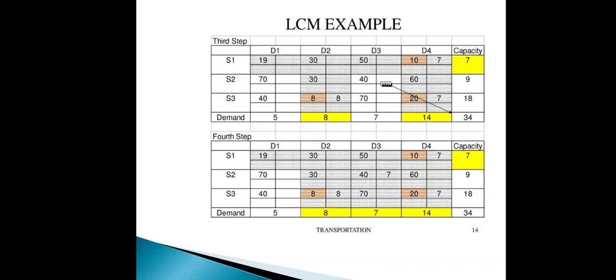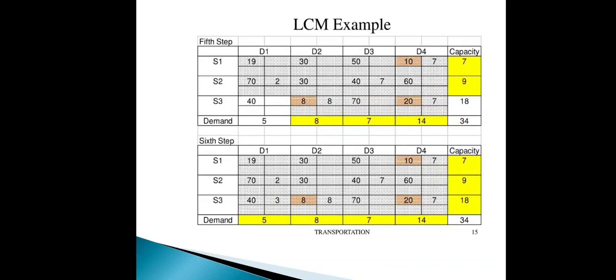Now we have only 2 rows and 1 column. So now we check the least value. 40 is the least value. 40 occurs in third row and first column. Now we check the corresponding demand and capacity. Demand is 5, capacity is 3. So 3 is minimum, and we put 3 in that cell. Again we cancel it: 5 minus 3 is equal to 2. Now we have only 1 cell, that means 1 row 1 column. So 70 is remaining, and we take that cell. Again we check the corresponding capacity and demand. Capacity is 2, demand is also 2. So we take 2 in that cell.